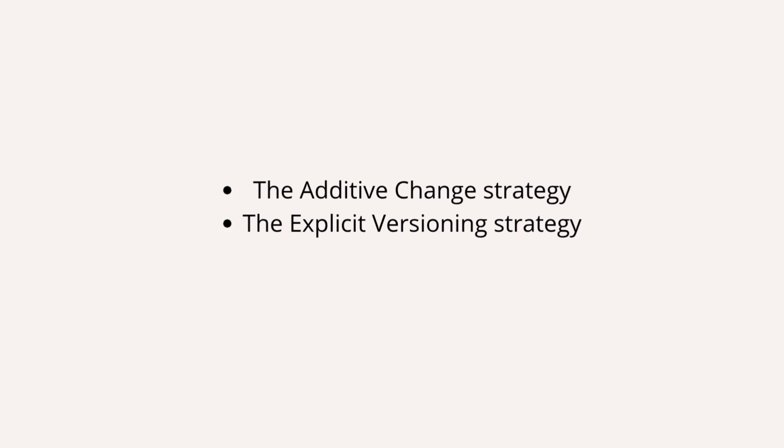The additive change strategy, the explicit versioning strategy. With the additive approach, you only add new optional fields or endpoints, no removals or renames. For example, if some clients don't need market_cap info, you can add a parameter like exclude_market_cap equals true to opt out, without breaking others. This works well for small APIs with minimal change.